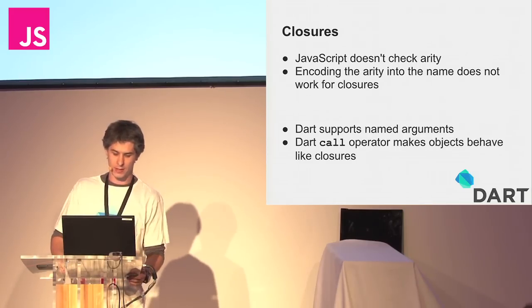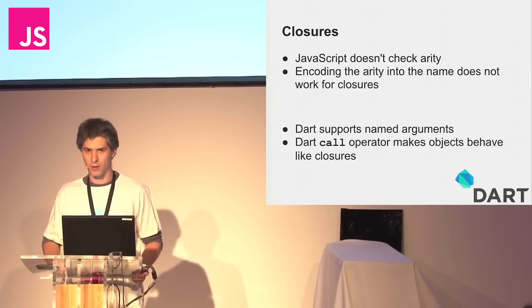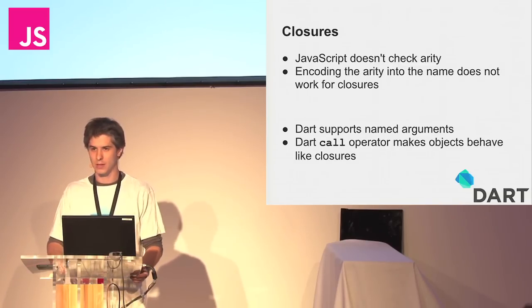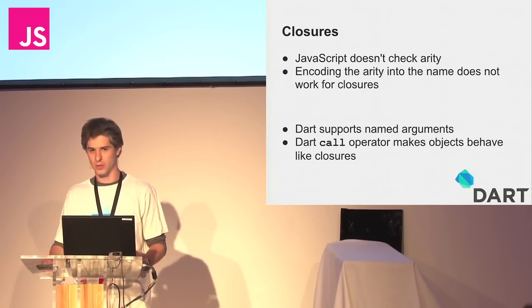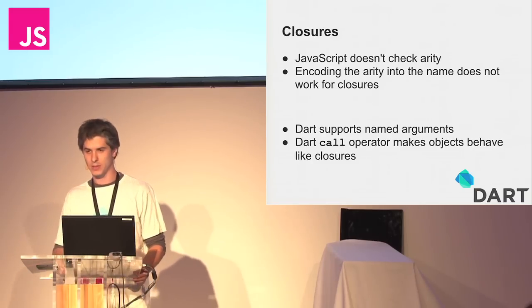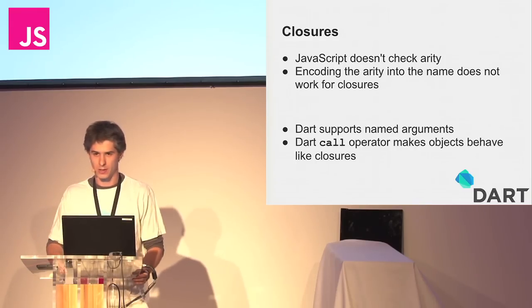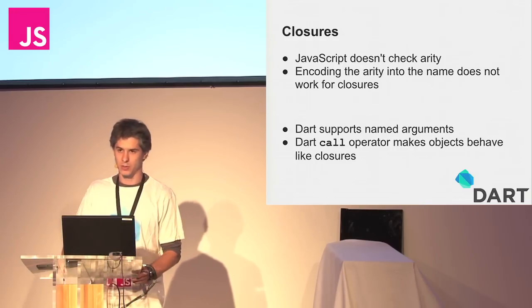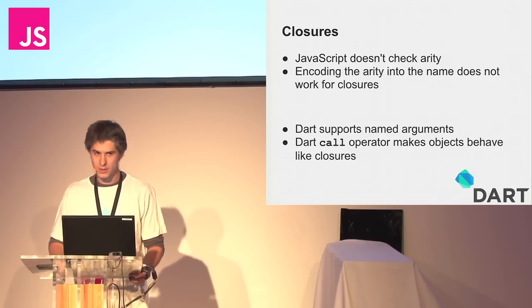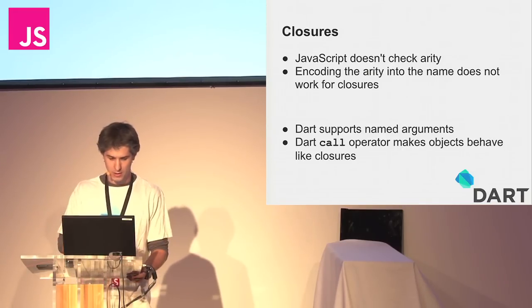And the second thing is that in Dart we allow named or optional arguments, which would be annoying to encode inside the closure too. And we also allow object instances, so class instances, to be invoked as if they were closures. And there everything breaks down. We cannot use JavaScript closures as the target for Dart closures.